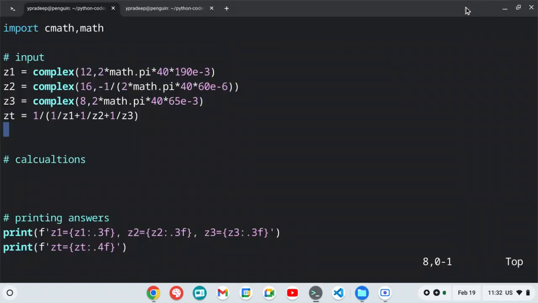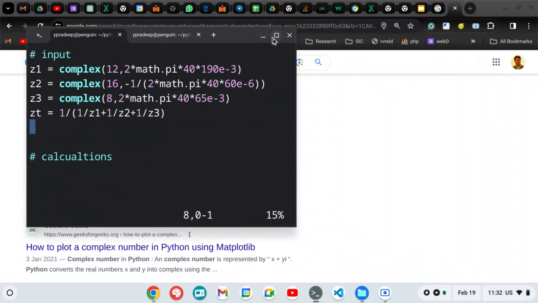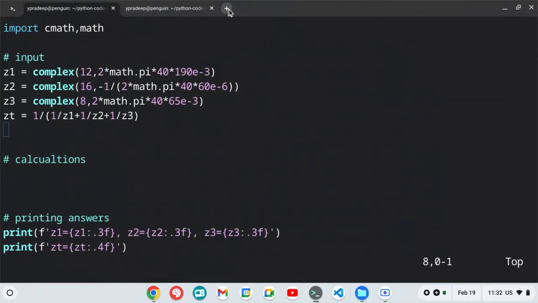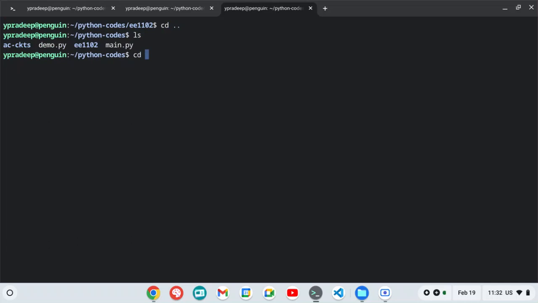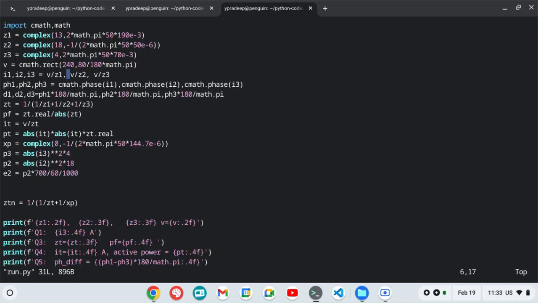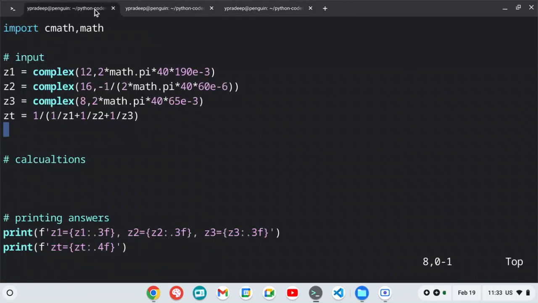Let me just cheat a little bit. CMath.rect, okay, that's what I have to use. See, V equal to. Okay.